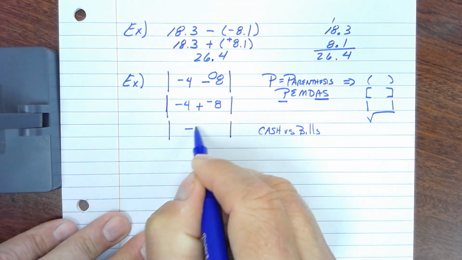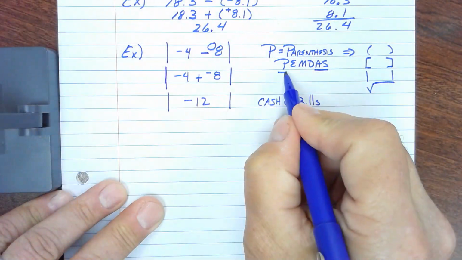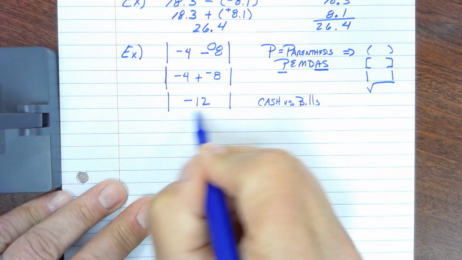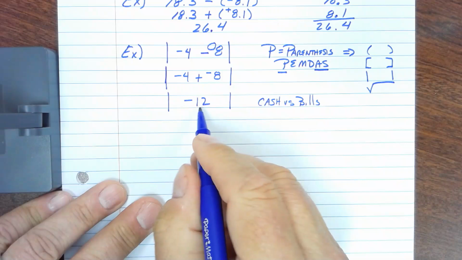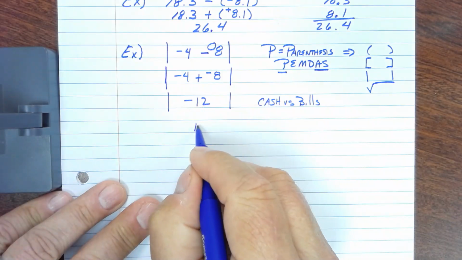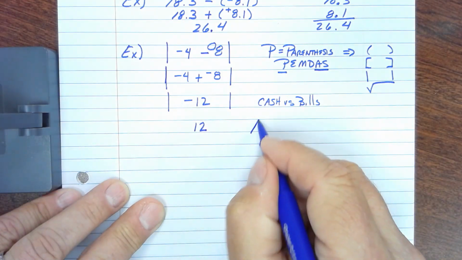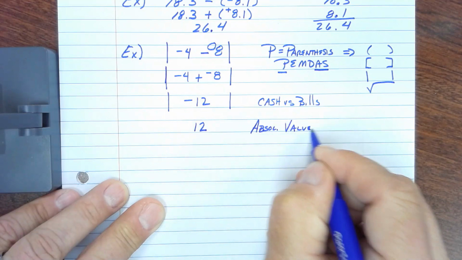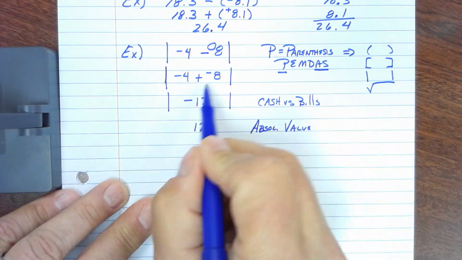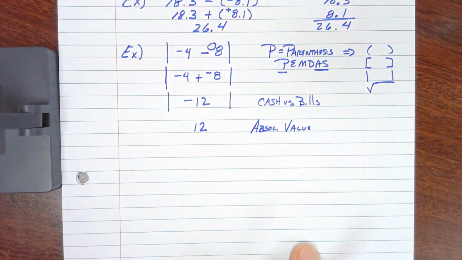All I have is bills. And then to take it beyond that, everything inside the parentheses is now done, so now I'll take the absolute value signs away. -12 is 12 units from 0. So the absolute value of -12 is 12. Again, I use cash versus bills to get to this stage, and from here to here, I use the absolute value. Okay?